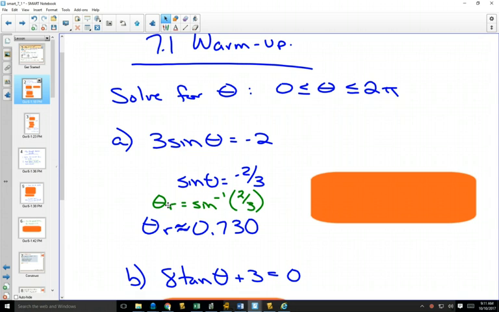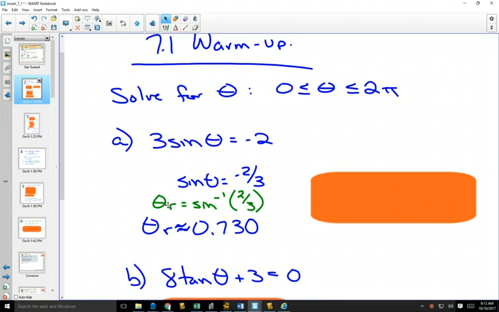So if you get a reference angle of 0.73, which quadrants is it going to be in? Quadrant 3 and quadrant 4. So you're going to have to go pi plus this reference angle in quadrant 3 and 2 pi minus that reference angle in quadrant 4. I'll put that answer up in a bit. If you've got them already, start B.